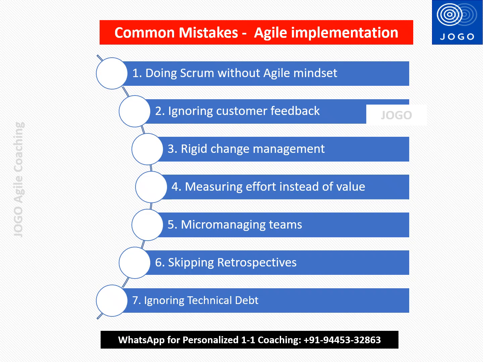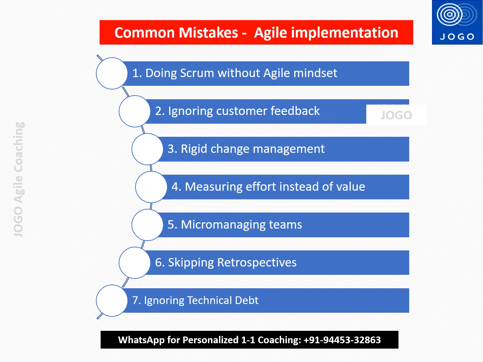The third one is rigid change management. Agile always says be flexible, and if you have a rigid change management, then that will be a problem we should avoid. The fourth one is measuring effort instead of the value. So Agile will always focus on delivering the value. So we need to start measuring the value instead of the effort put by the team.